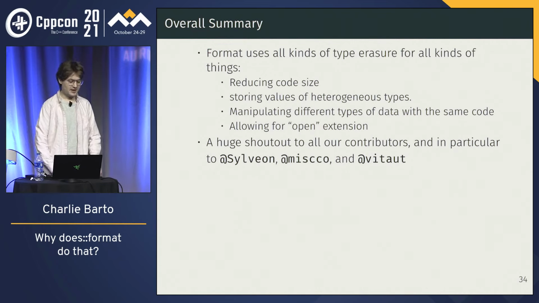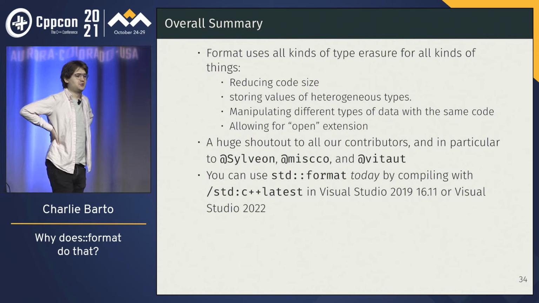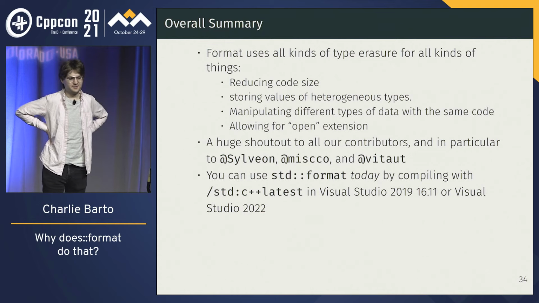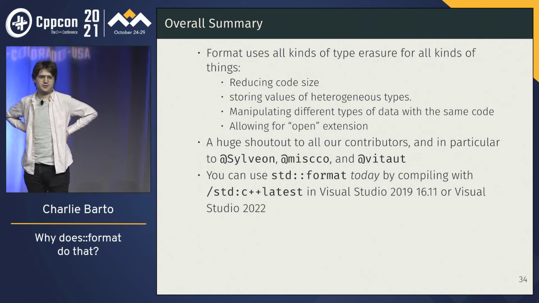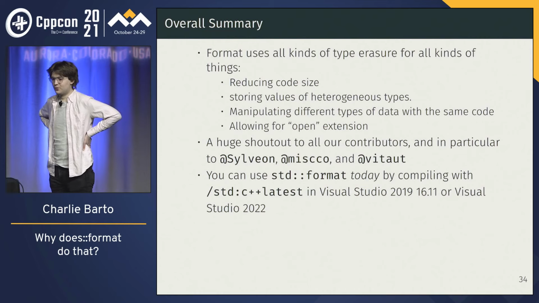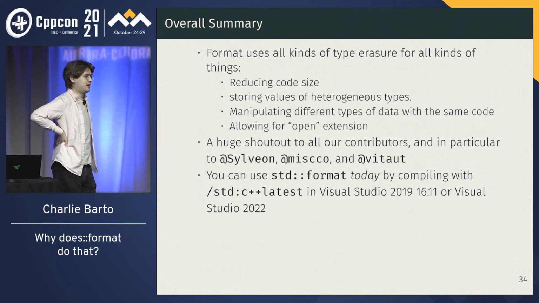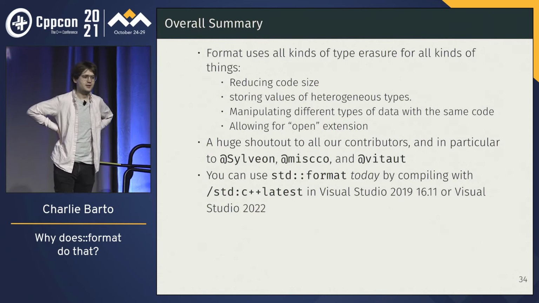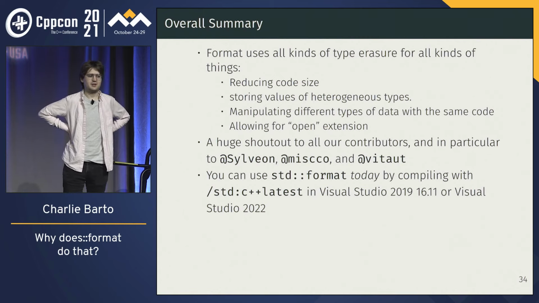And right now, there we go. Right now, we're shipping std format in Visual Studio 2019 16.11 and Visual Studio 2022 under /std:c++latest. It would be in /std:c++20. However, as mentioned, several defect reports were voted into the standard and have come up. And those defect reports changed some of the semantics and had some ABI implications for format, and some other library features as well. And so we are not going to provide std format under /std:c++20 until all of those defect reports have been implemented.